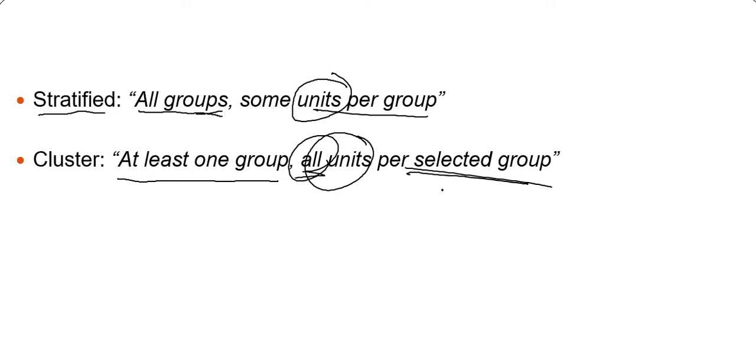However, in cluster, we take at least one group, not all, but only at least one, and all units per the selected group. In the next video, we're going to talk about the other sampling techniques, this time the non-probability sampling techniques.